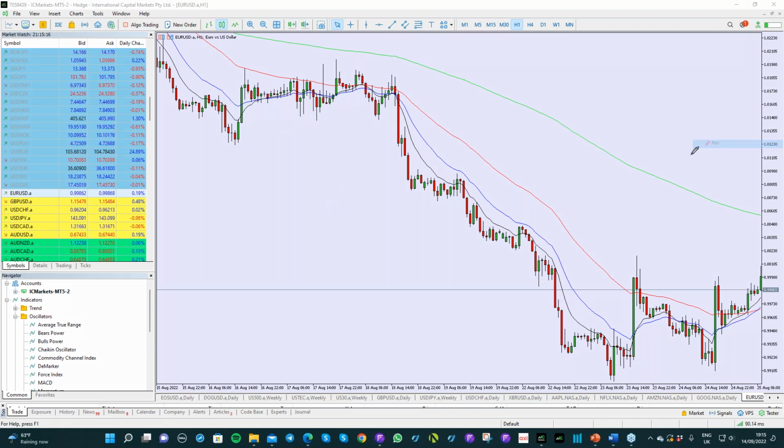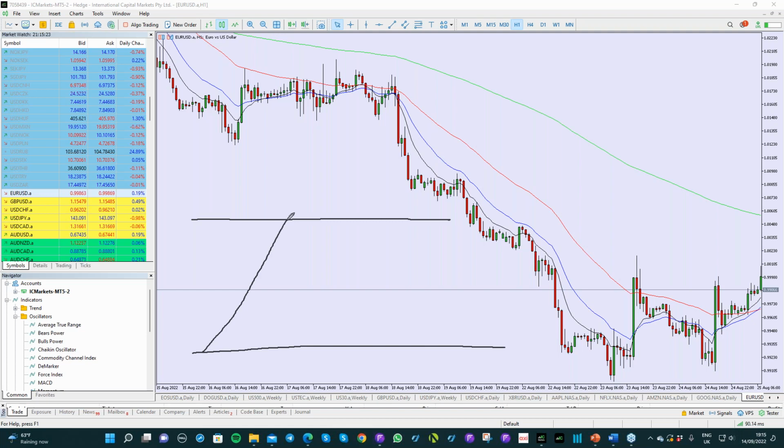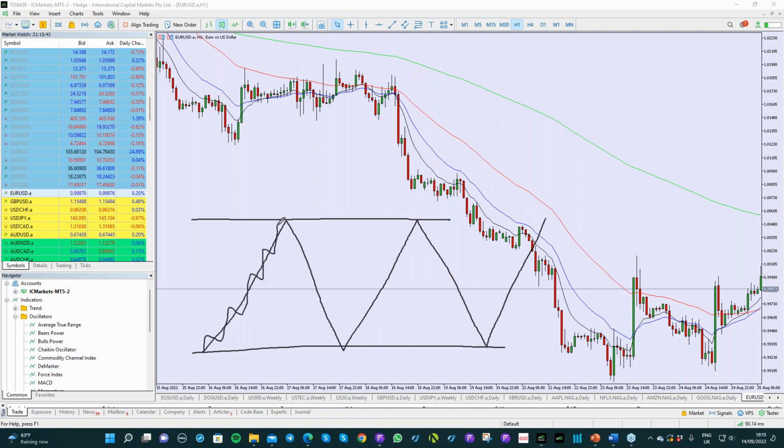Now, the other thing about range-bound markets is, let's draw this range in again. Let's say this is a daily time frame and price is ranging. What that means is that on a lower time frame, for example the hourly time frame, price is going to be trending while it is ranging on the higher time frame.